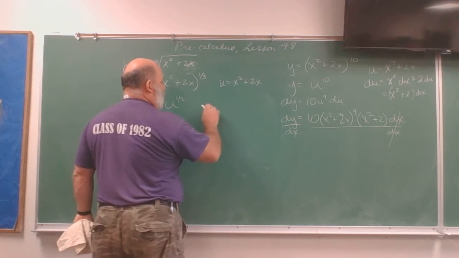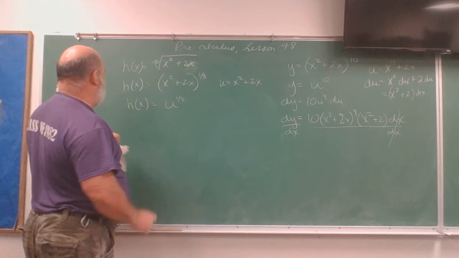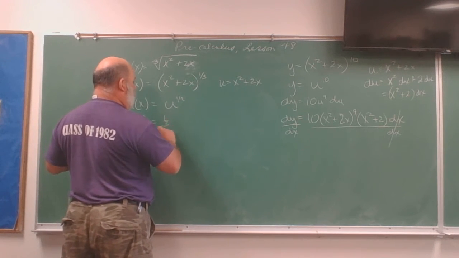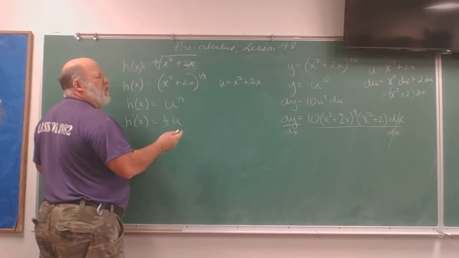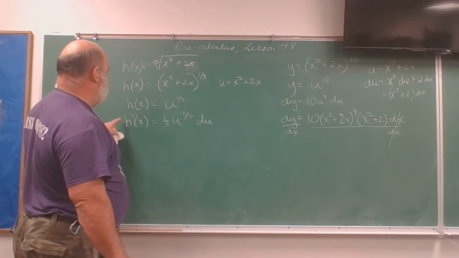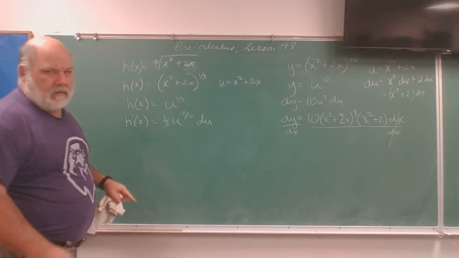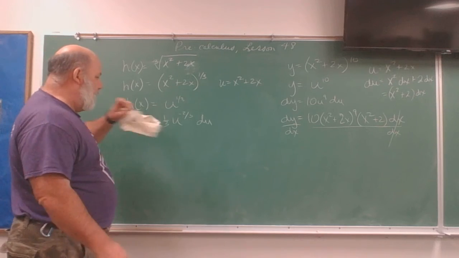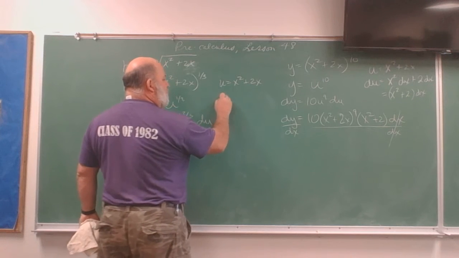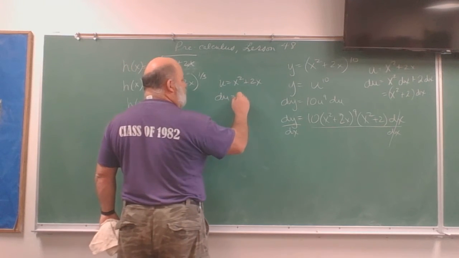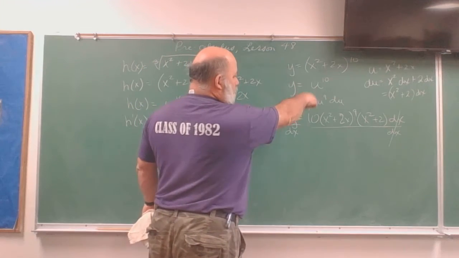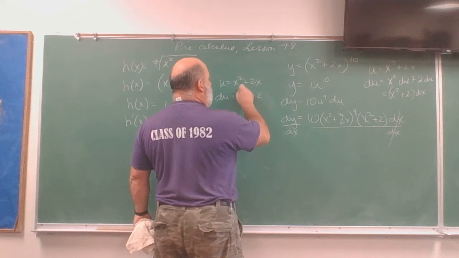Well, we're going to do something different. Let's do this. h prime of x is going to be 1/3 u to the 1/3 minus 1, to the negative 2/3 power, du. I don't even know how you distinguish it over here, but there it is. We need to find this du. We've got the u. What is du? du is the derivative of x squared plus 2x. We already did this earlier, didn't we? Yeah. 2x plus 2, and then the dx.